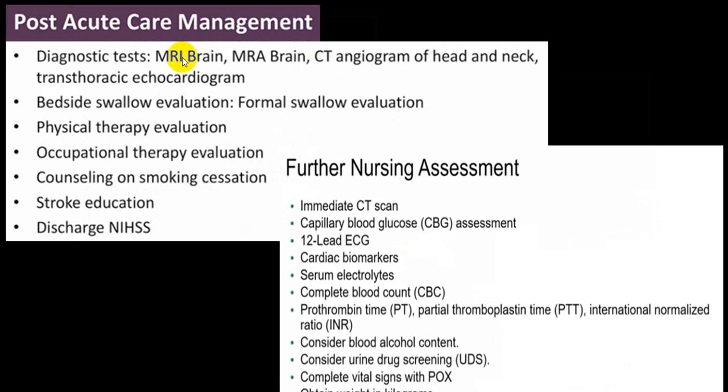Post-acute care: follow-up, maintenance of vital parameters, physical therapy evaluation, physical therapy, occupational therapy, as well as rigid control of all risk factors, and occupational therapy, speech therapy, etc. should be started. And according to the NIHSS score, you can decide regarding a discharge. So those should be all those things.